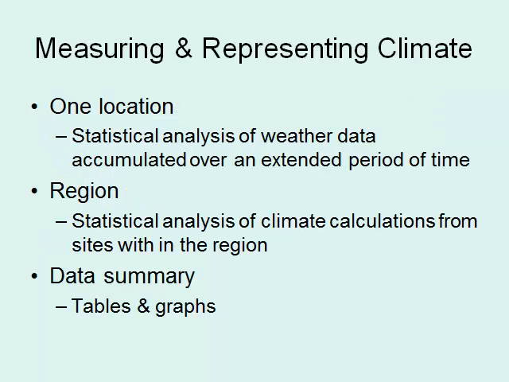So how do we measure and represent climate? Well, usually it's one location, so a city, for example, and basically you take data over a specific period of time and do some statistical analyses of that weather data over that extended period of time. And usually it's produced in a graphical or table format. If you're looking at a region, say maybe the Pacific Northwest or a specific state, you can do those same analyses over many sites within one region and compile all that data into one table and graph.